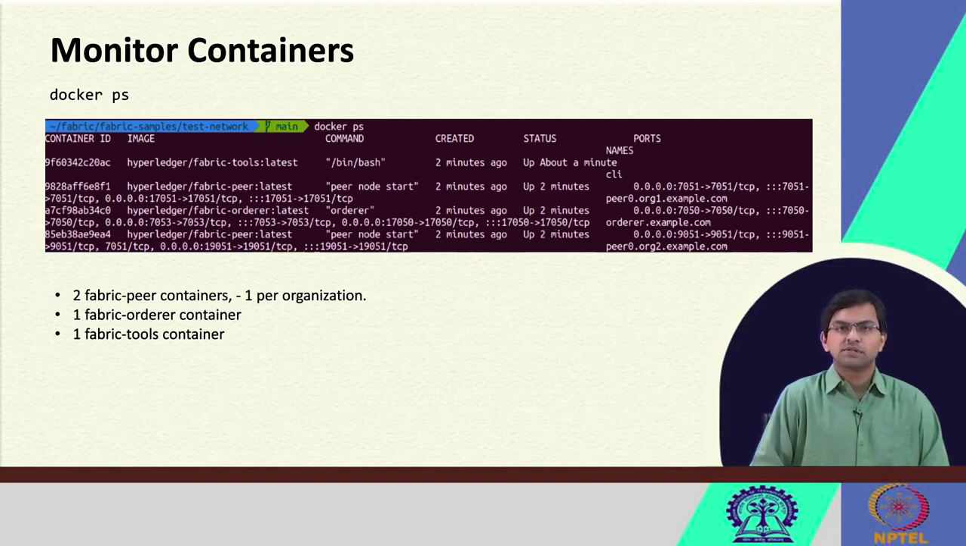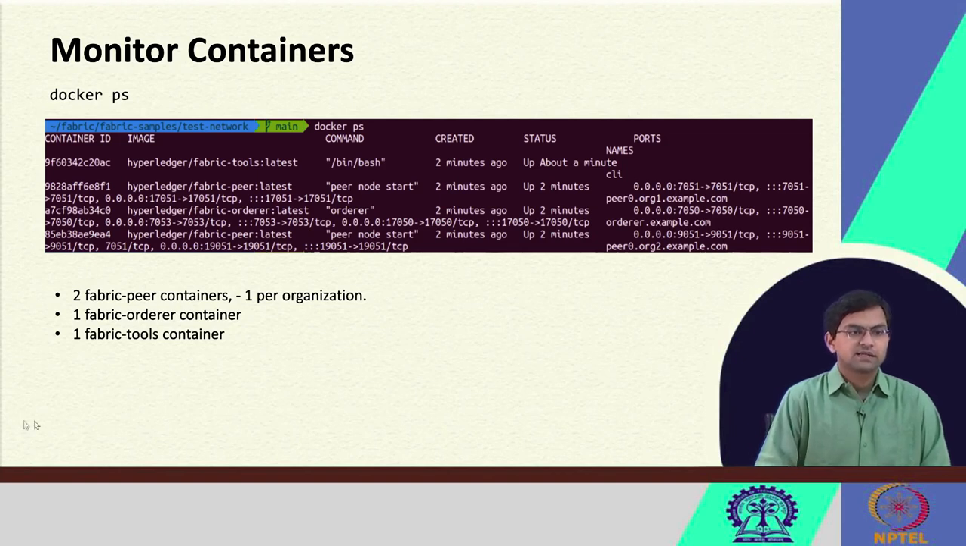When you start the test network, by default it starts two different organizations, and in each organization there will be one Fabric peer container. So, org 0 will be running one Fabric peer and org 1 will be running another Fabric peer. Apart from that, there will be a single Fabric orderer. In real scenarios, the Fabric orderer might have different instances using the Raft consensus protocol among them, but for the test network purpose, there is only one orderer.